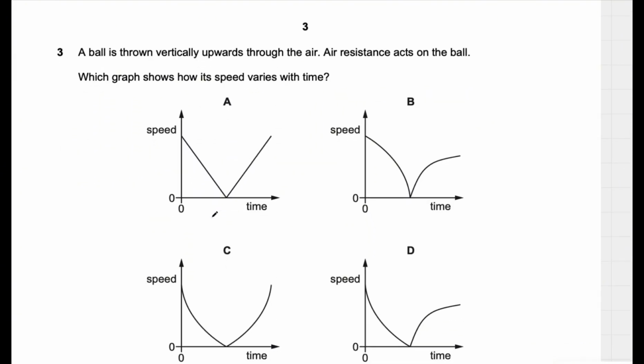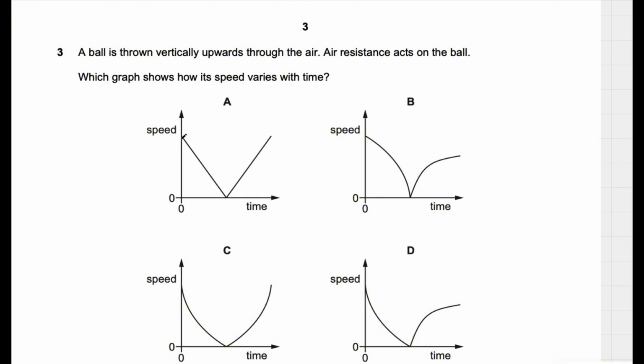Okay, now let's take a look at question number 3. Question number 3 says, a ball is thrown vertically upward through the air. A resistance acts on the ball. Which graph shows how its speed varies with time? So we throw the ball upward through the air. A resistance will act on the ball.